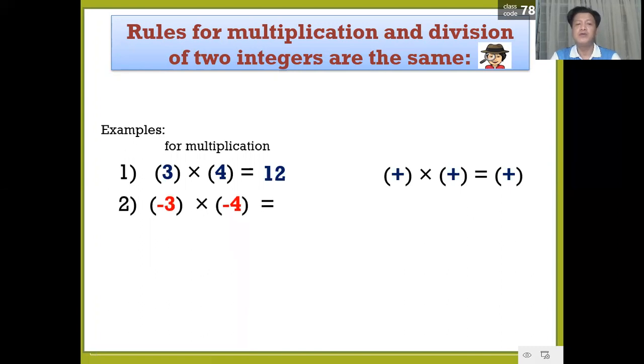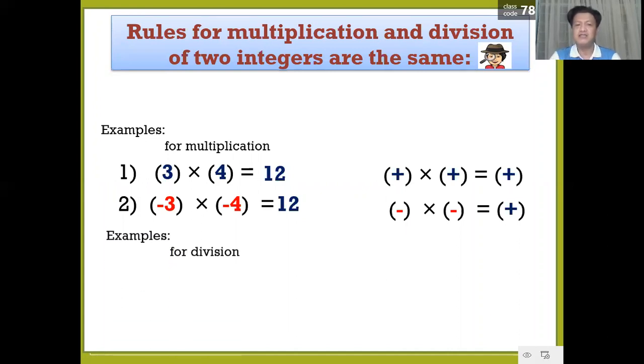Okay, so number 2, negative 3 multiplied to negative 4. The product of these integers is positive 12. And therefore, the rule is simply negative multiplied to negative. The product sign is always positive. Okay, observe natin, di ba? So with this given example 1 and 2, how are we going to state the rules for multiplication with the same sign? So meaning to say, okay, babalikan natin yan.